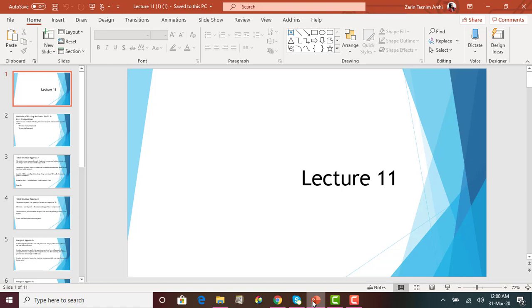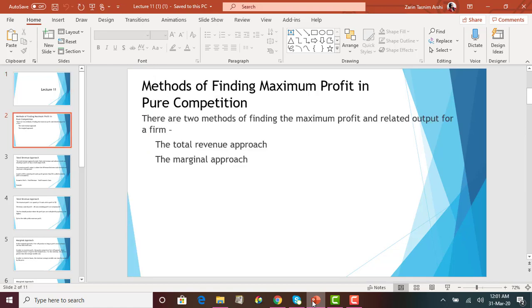And try to analyze at what point the firms in this type of market structure should operate, at what point the firms maximize their profit, because the main objective of the firms is to minimize their costs so they can maximize their profit. So there are two methods you can use to calculate the maximum profit for a firm operating in pure competition, and those two methods are the total revenue approach and the marginal approach.